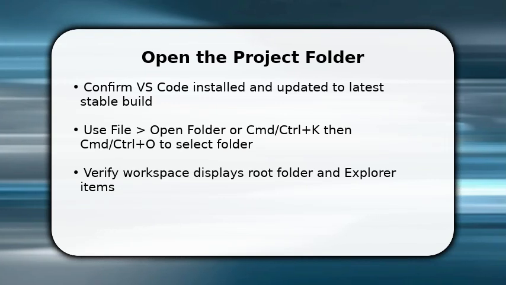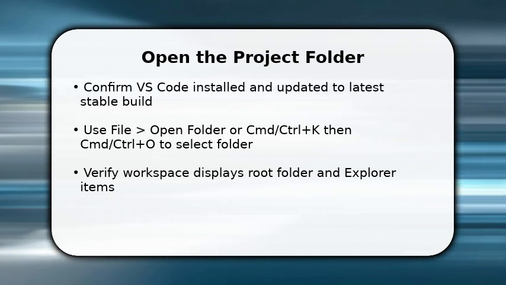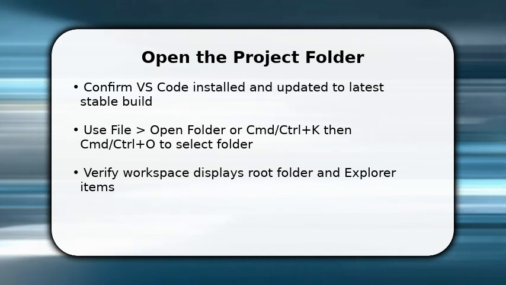You start by opening the exact folder you want to change paths for. Use File, then Open Folder, or press Ctrl+K, then Ctrl+O to pick the new route. Once done, check the Explorer panel to confirm files and subfolders appear.